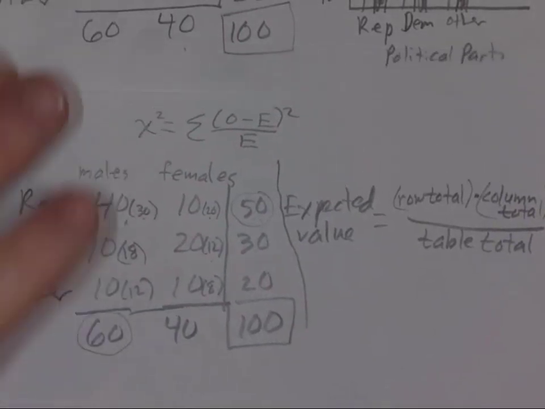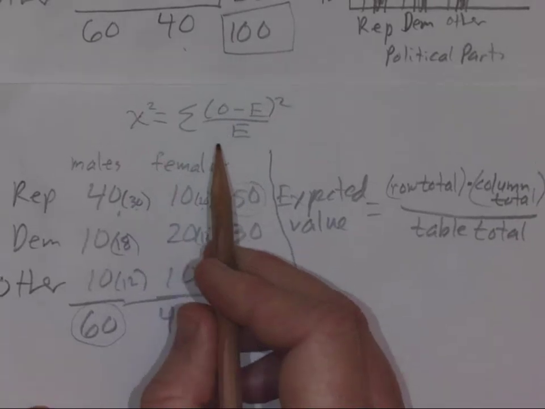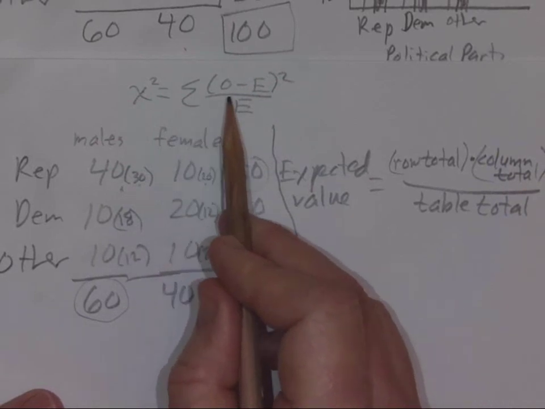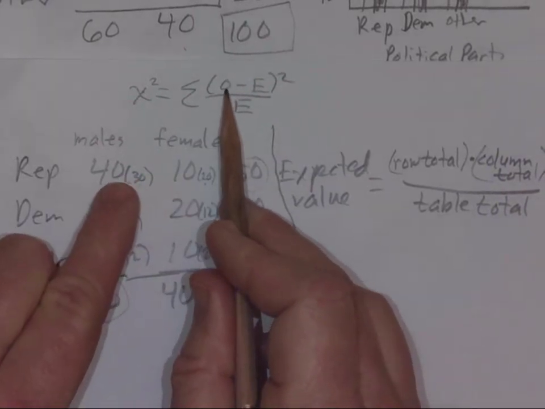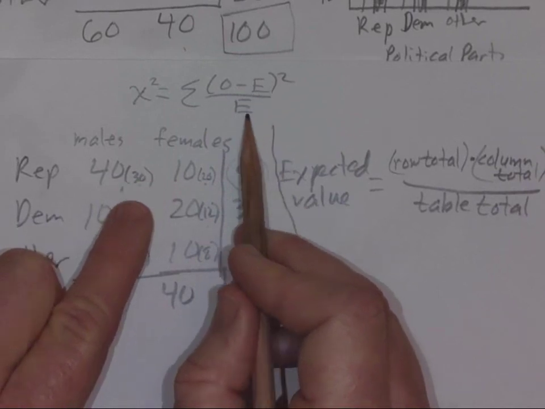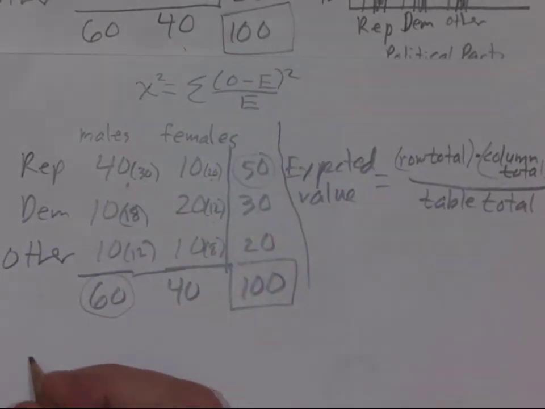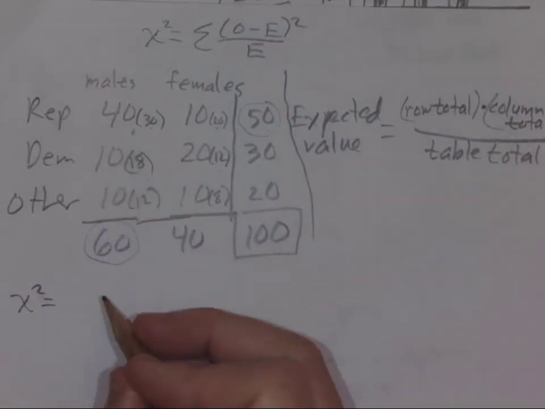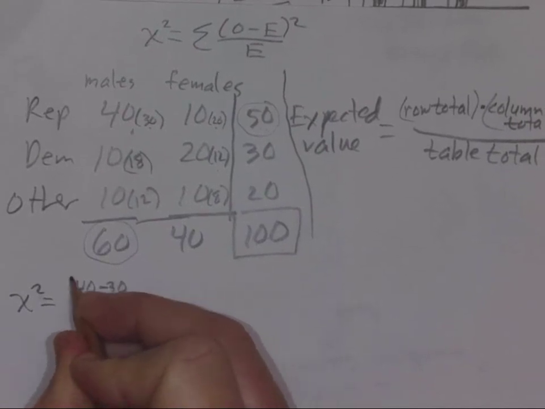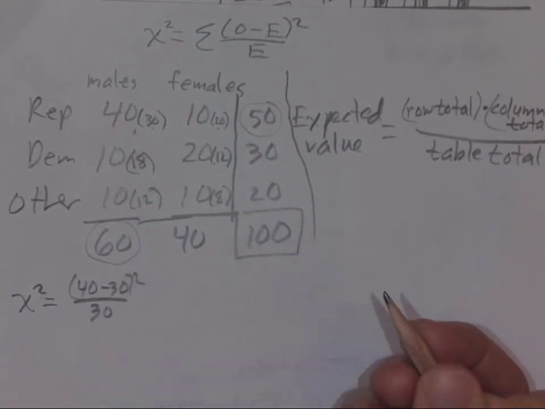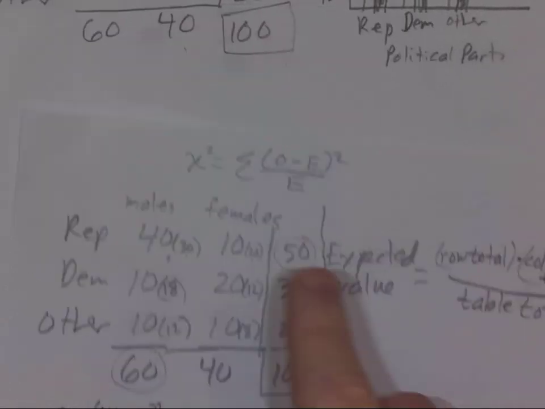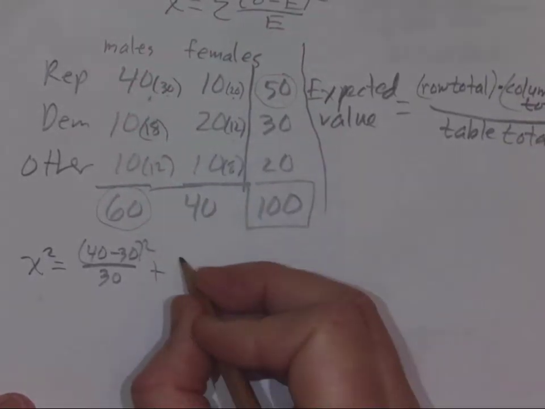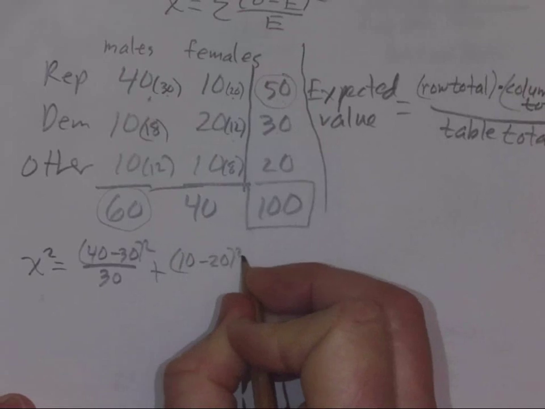And so now we are going to find our chi-square test statistic by using our little formula here. What this means is I'm going to take every cell, take its observed value, subtract its expected, square it, and divide it by its expected. So for each cell, I'm going to take the observed value, 40 in this case, minus 30, squared, divided by the expected 30. So this is a bit tedious. And then plus, that summation means add them up. And I'll go for the female Republicans. So that would be 10 minus 20 squared over 20.